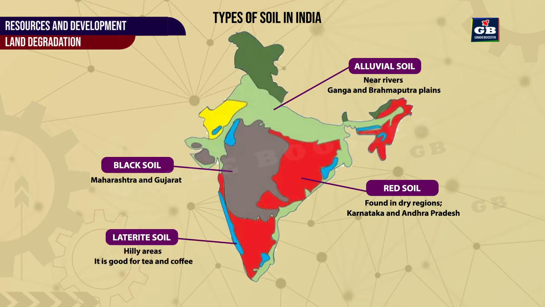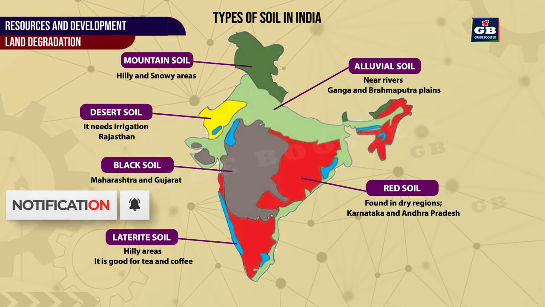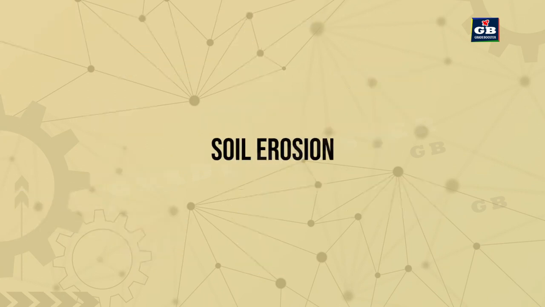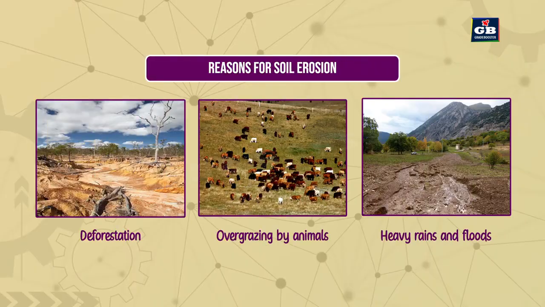Next, laterite soil. It is found in hilly areas. It is good for tea and coffee plantations. Next, desert soil. It is found in Rajasthan and it needs irrigation to grow crops. Next, mountain soil. It is found in hilly and snowy areas. Soil erosion. What is soil erosion? When the top layer of soil is removed by wind or water, it is called soil erosion. Soil erosion is caused by deforestation, overgrazing by animals, heavy rains and floods.